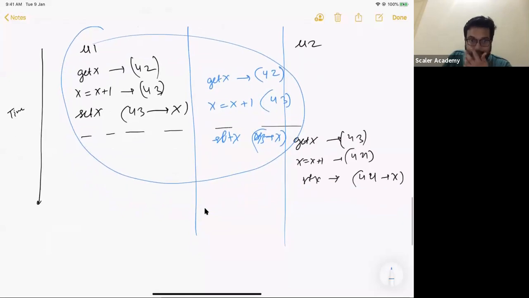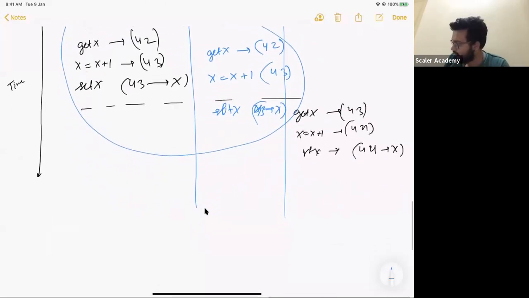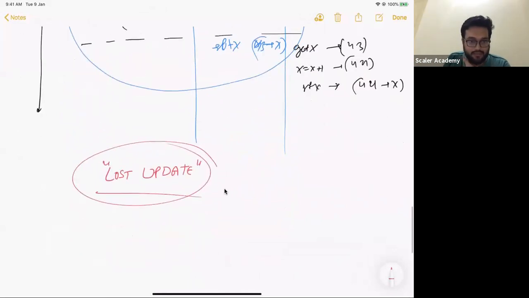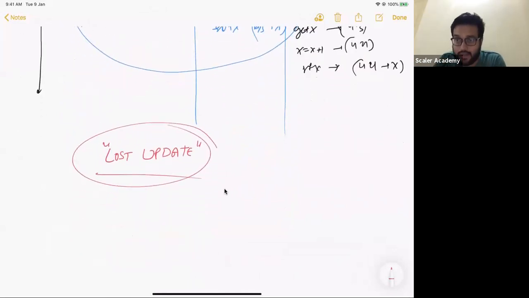This problem is a very, very generic problem, and we call it the problem of a lost update. Does that make sense? There were two updates that you wanted to do. Ideally, you should see a value 44 after both of these were done, but there is a lost update that happened and your value at the end is still 43. This is one problem that you would see all the time if multiple things happen at the same time.